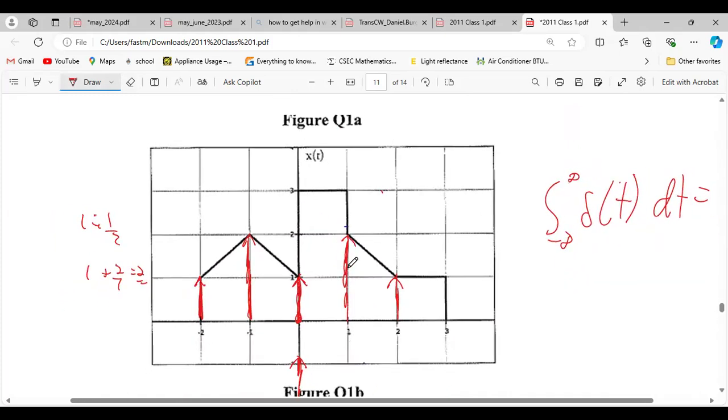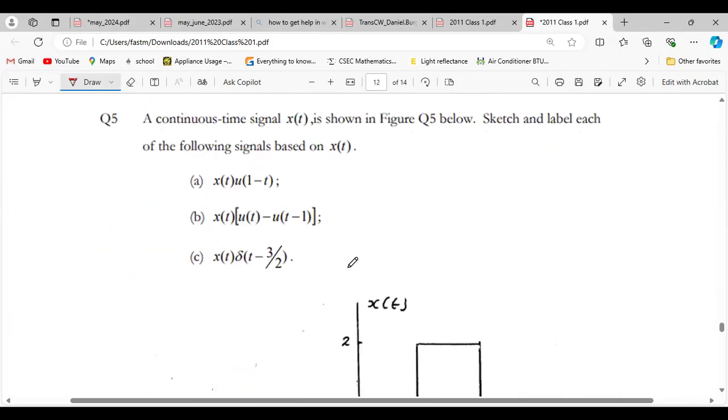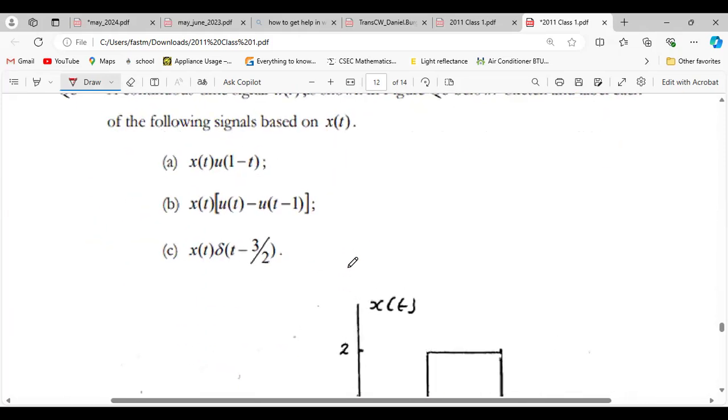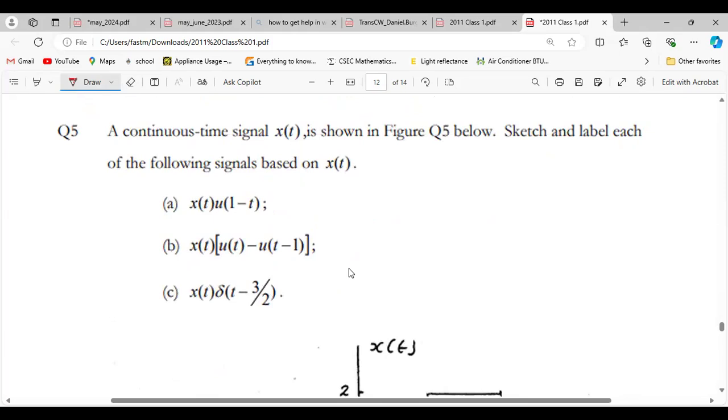Yeah, that's a sample. And this one here, you should be able to sketch these things. So u of minus t, so it'll be u of 1 minus t. Just apply the laws in the order. You have a reversal and you have a time shift. So you do the reversal.